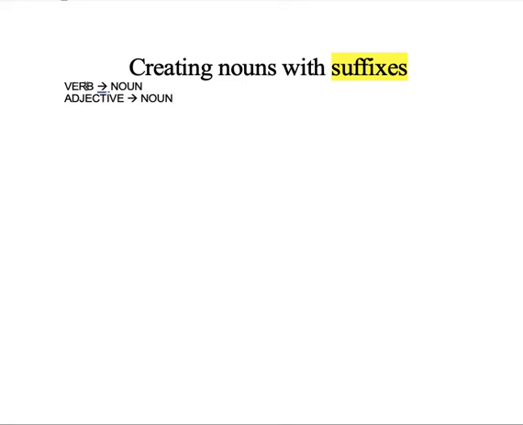Alright, so let's start with verbs. Let me give you verbs. Okay, verbs. In the case of verbs, you have three different suffixes. You can have a suffix which is ment, the typical suffix which is ion, or a suffix which is ing. Okay, let's start with the first one, with ment.